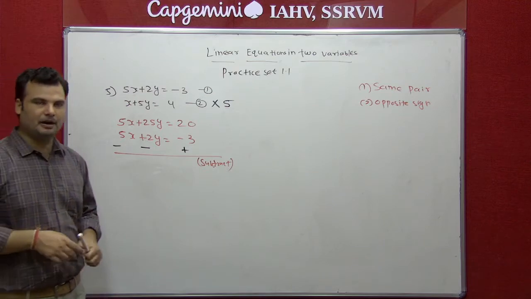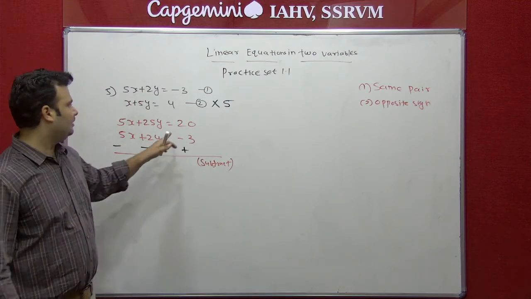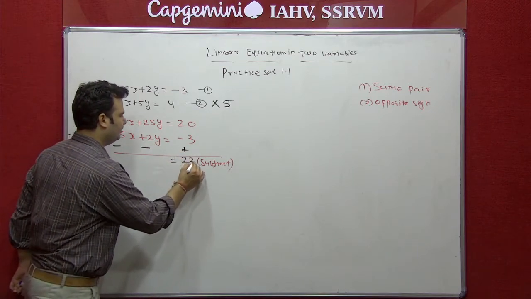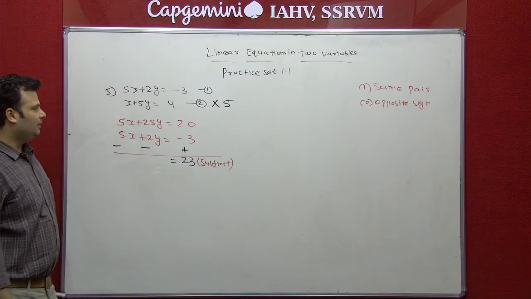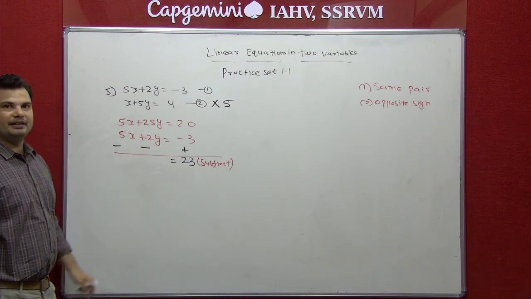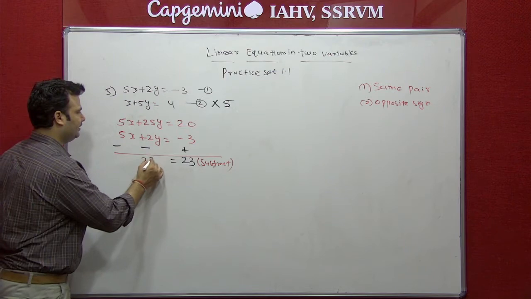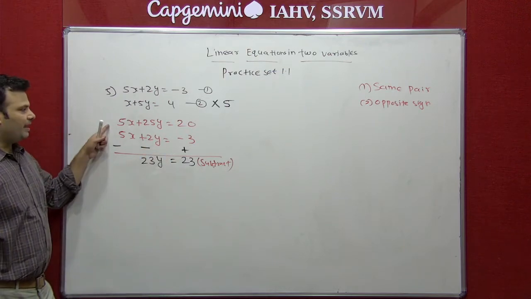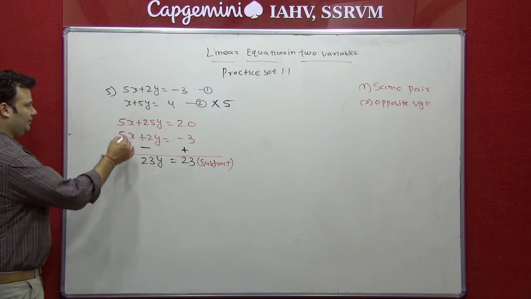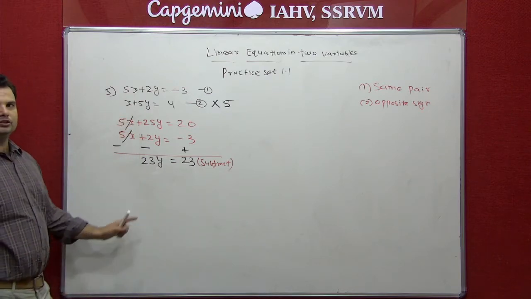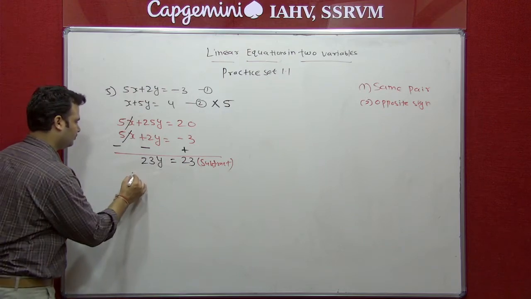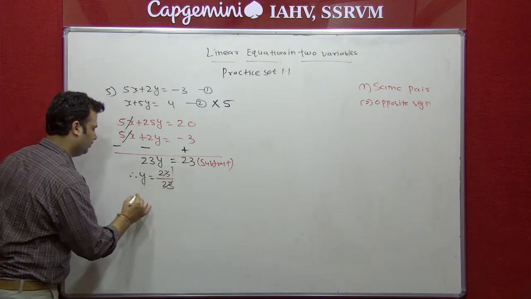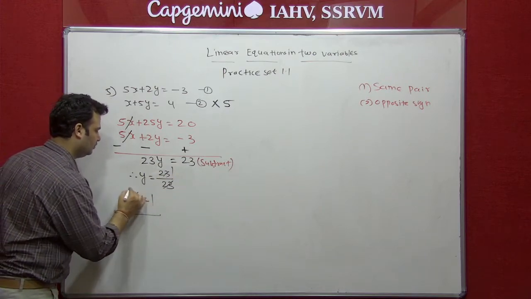Now students, in this part 20 is positive and 3 is also positive. So 20 plus 3, 23. Next, 25y minus 2y, that is 23y. 5x minus 5x get cancelled. Now students, we want to find the value of y. So y will be 23 upon 23, answer is 1. So y is 1.